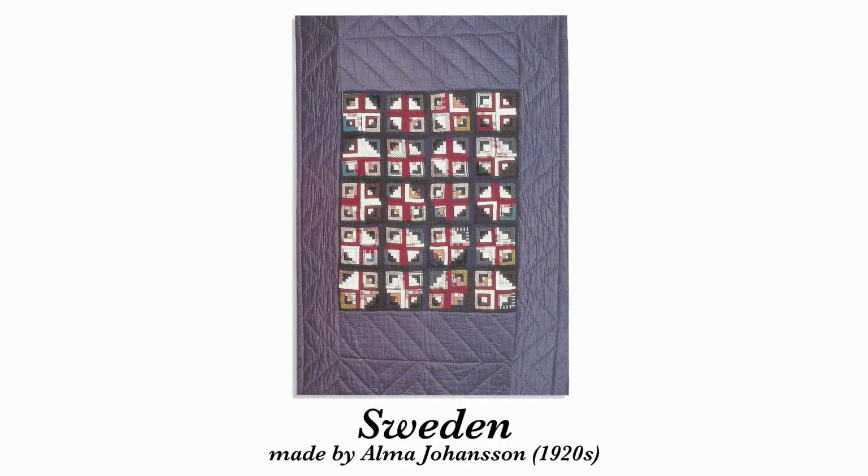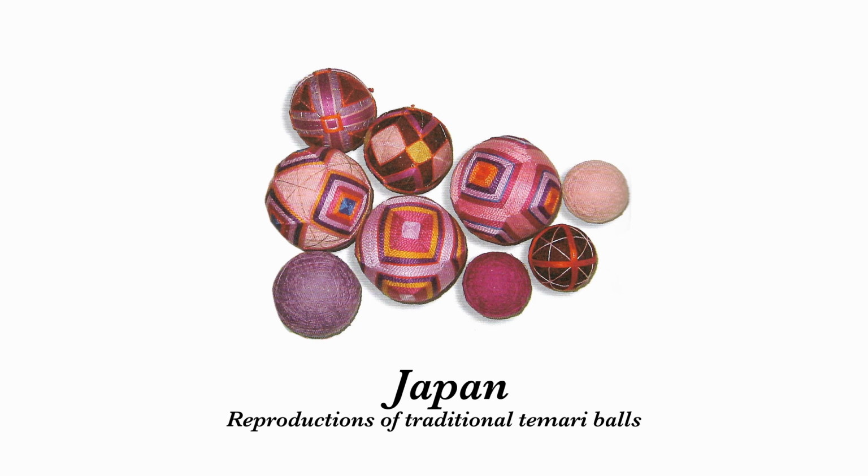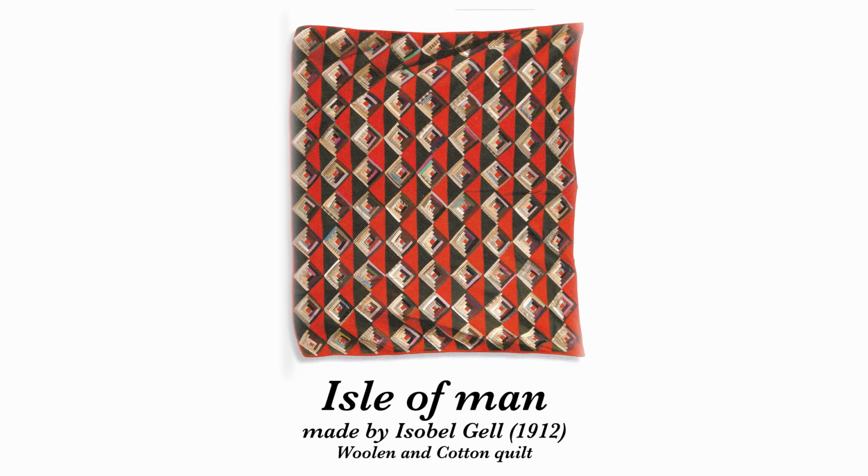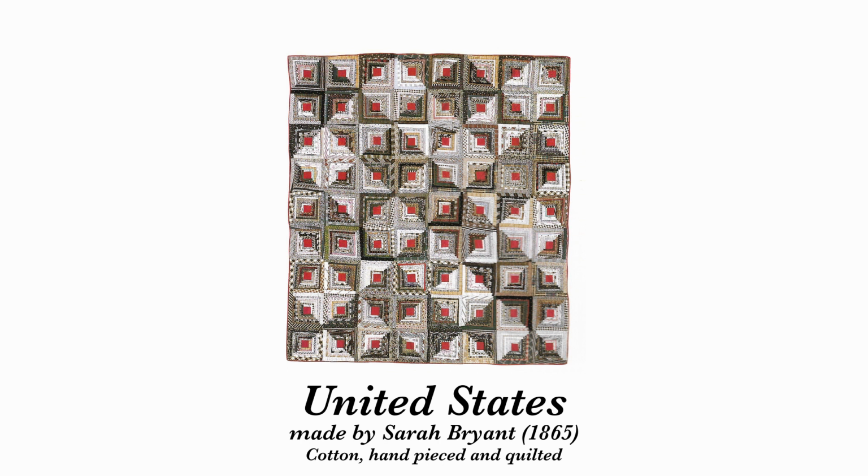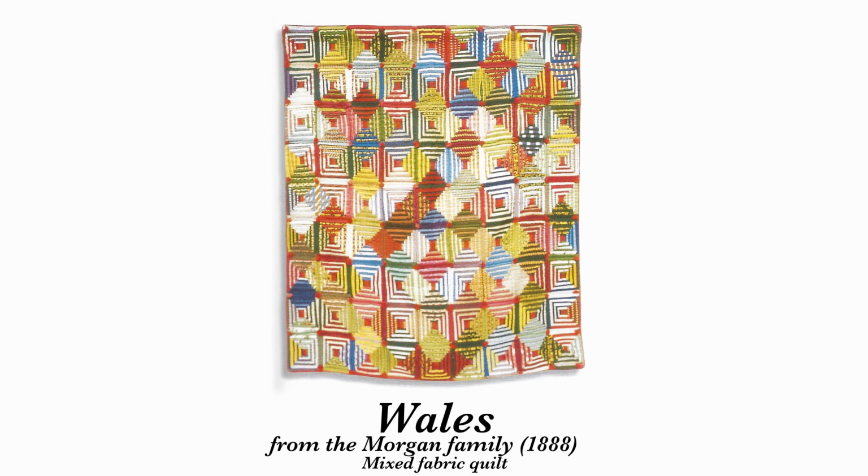Saw log, roof pattern, the block house, stock house, log house, Canadian. Those are all names for log cabin. As a pattern, it turns up in Sweden, Japan on tamari balls, Denmark, Scotland, Ireland, the Isle of Man, Australia, Canada, the United States, Peru, New Zealand, and Wales. And that was in no particular order.